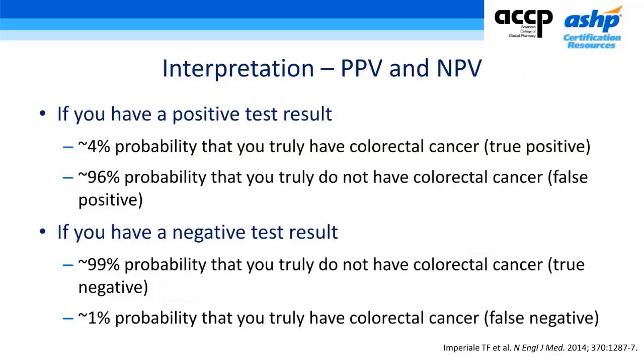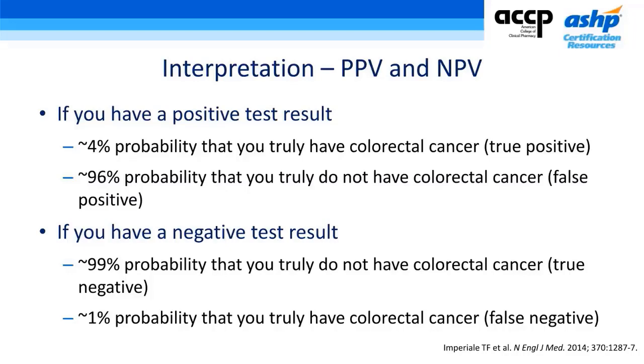And then for positive and negative predictive values, if you have a positive test result, about 4% probability that you truly have colorectal cancer is a true positive. And so that means about 96% probability that you truly do not have colorectal cancer or false positive.